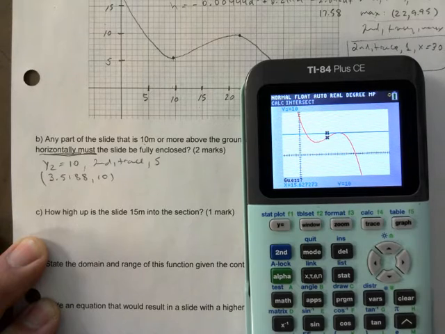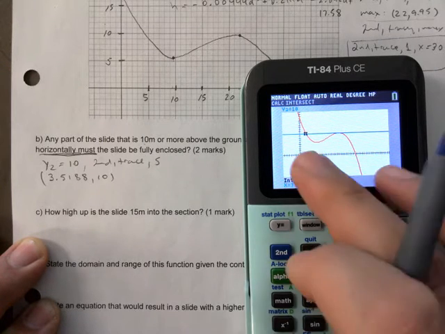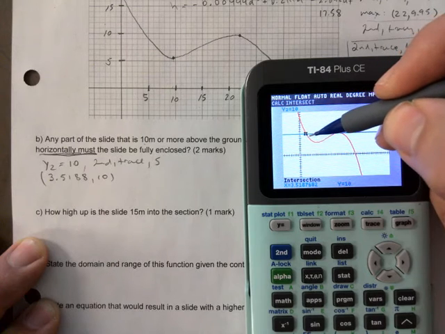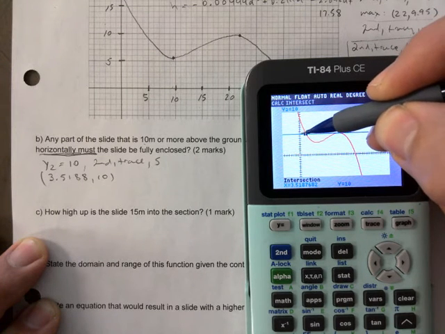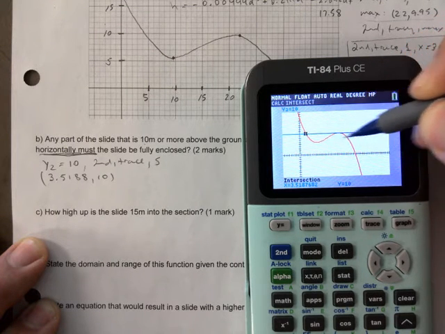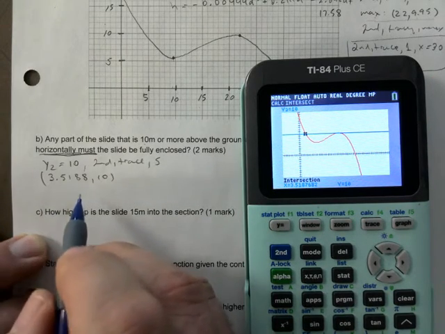Let's see if it touches. It doesn't. Did you catch that? It doesn't touch, right? I think I did that on purpose to make you really use your calculator wisely. So all you need to fence in is this stretch right here, right? From the beginning to here, and then nothing is over 10, okay?